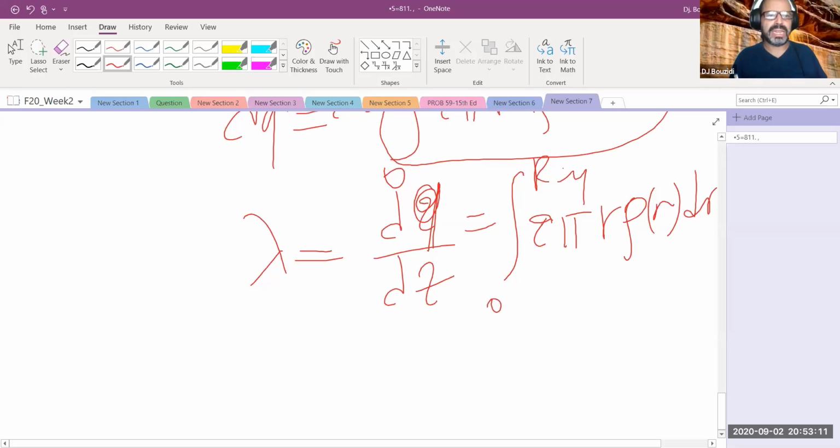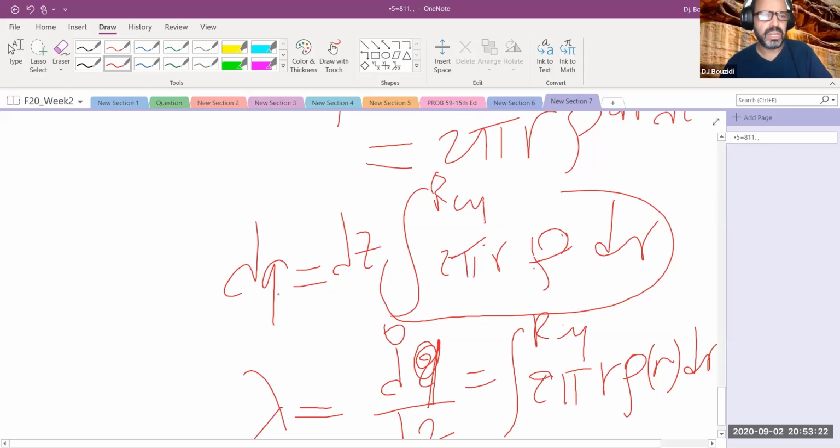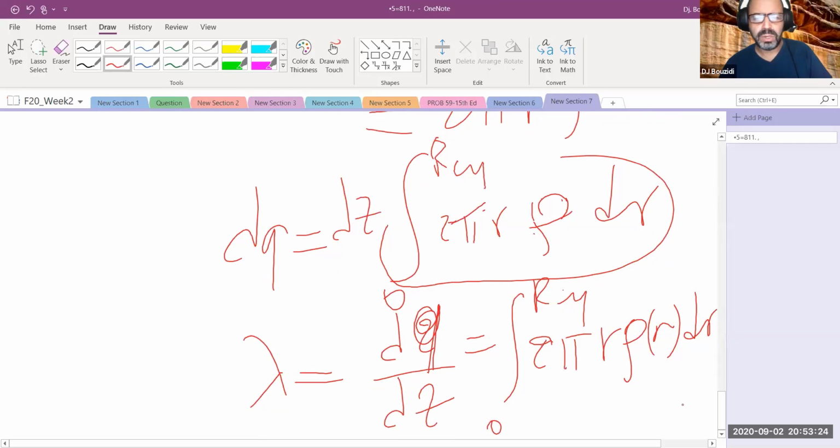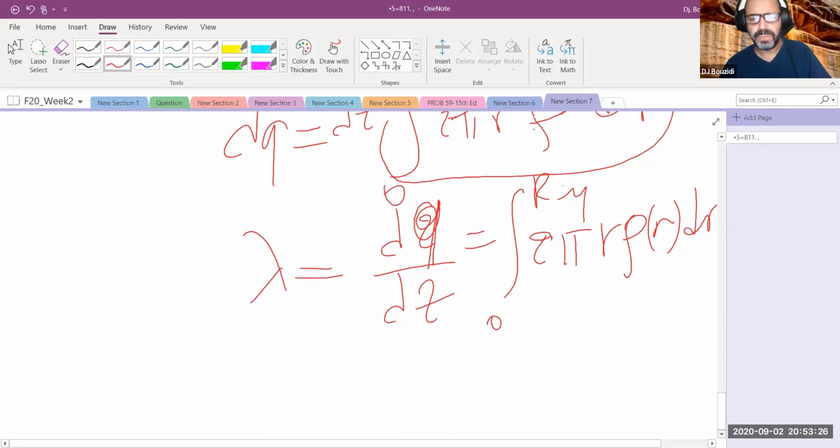The charge per unit length is the amount of charge on that length L divided by that same length L. Except I didn't take an L length, I took a dz length. So I have a dq charge, okay? So at the end, this is basically how much it is.